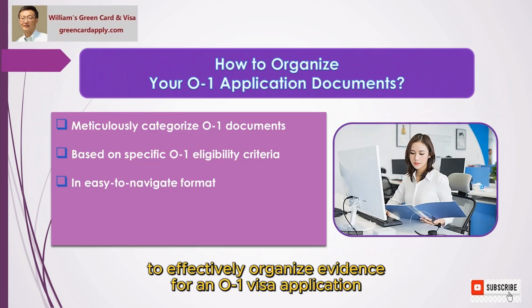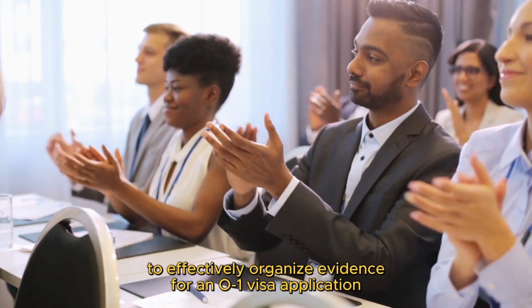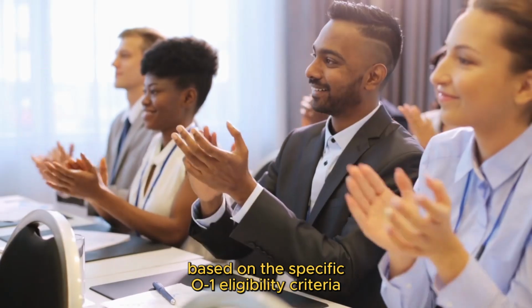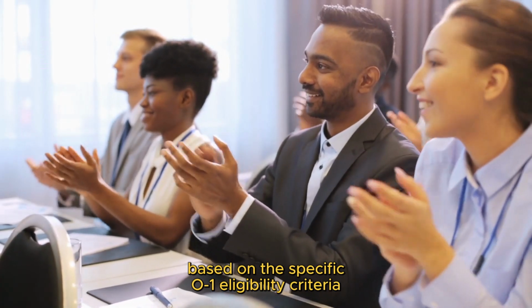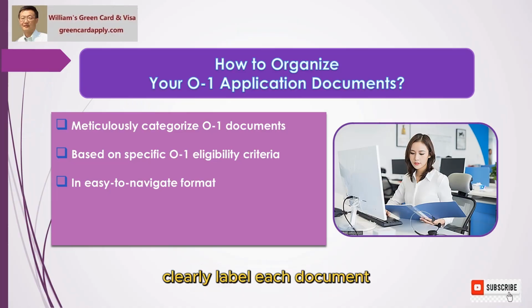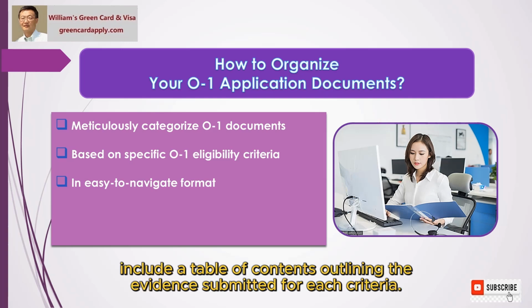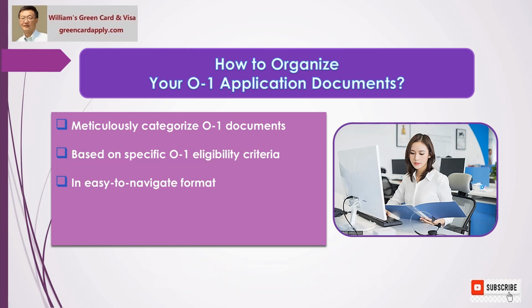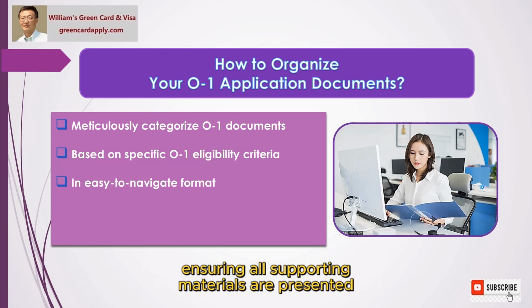To effectively organize evidence for an O-1 visa application, you should meticulously categorize documents based on the specific O-1 eligibility criteria, clearly label each document, include a table of contents outlining the evidence submitted for each criteria, and provide English translations for any foreign language documents, ensuring all supporting materials are presented in a logical and easy-to-navigate format.